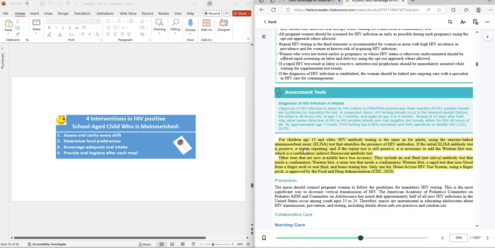If it is positive, it merits repeating. And if it's still positive, then we need to add the Western blot test that confirms, that fluorescent antibody test, okay? It confirms those antibodies. So, you do the ELISA. If it's positive, you repeat the ELISA. If it's still positive, then you do the Western blot test.